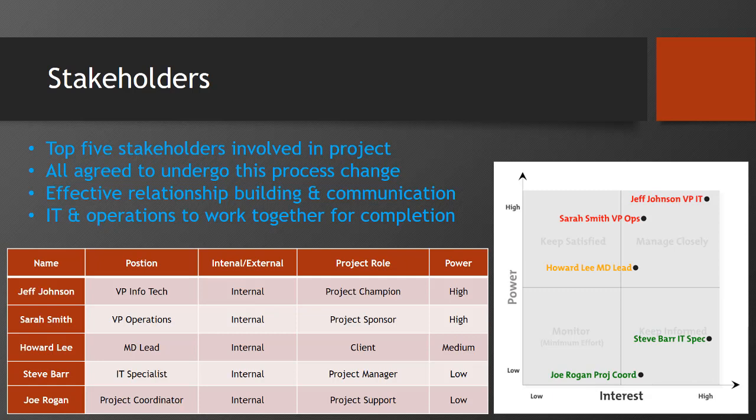All have agreed to undergo this process change. They are all looking forward to an effective relationship building and communication, and the IT and operations to work together for completion of this project. The VP of IT is going to be the one that is the project champion that needs to be closely monitored and also informed of the day-to-day operation. But we're going to talk a little bit more about the action plan and communication, as well as the timeline and milestones in just a moment.